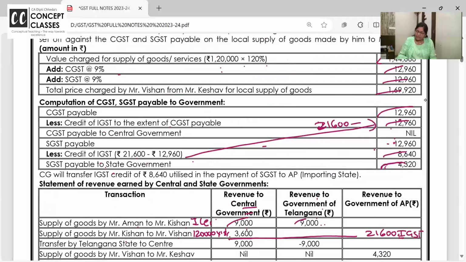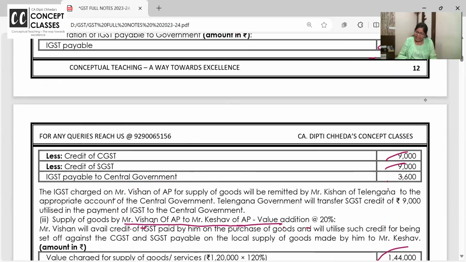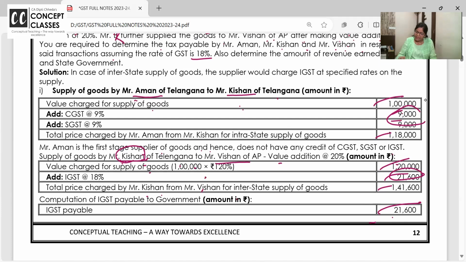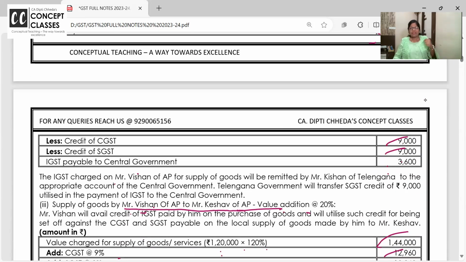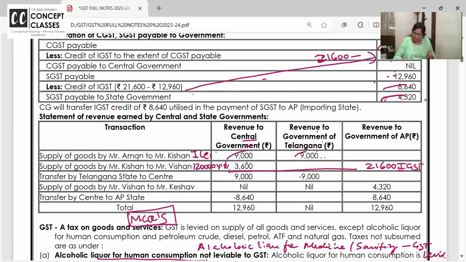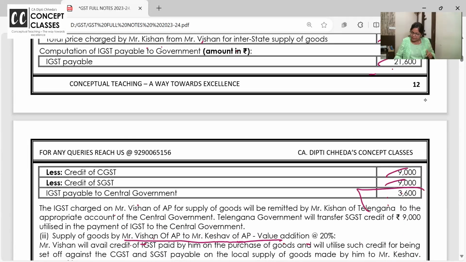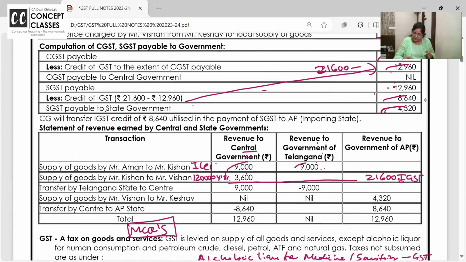Right? So if you observe, between K and E, already 99,000 they have paid. 21,600 is IGST. I'm just doing it orally. I'll do problems in writing when we go to the 6th chapter. This is just for base building. So 99,000 they have set off, and still IGST is payable. Did everyone get it here? 3,600. Yeah. So this is set off here.